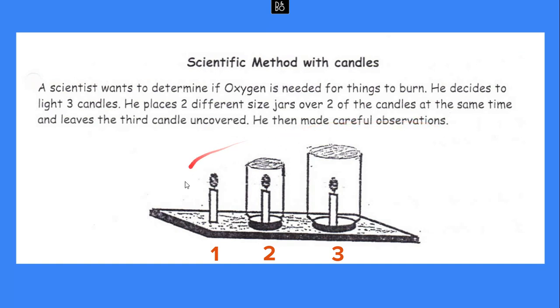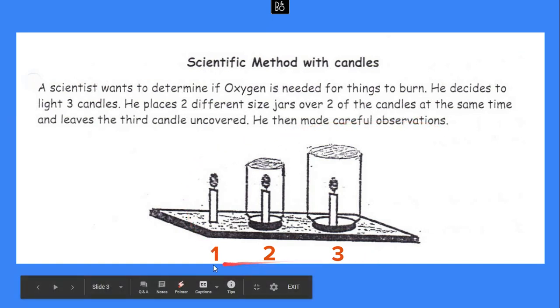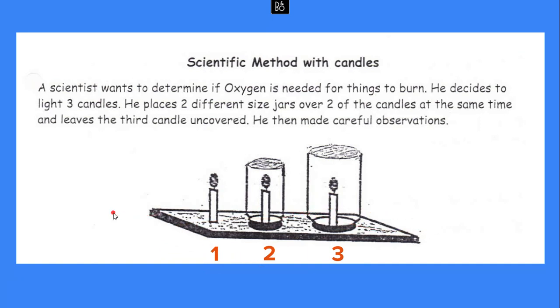On your lab sheet, you need to be sure that you write candle 1, candle 2, candle 3 on the 3 candles above like this. You can pause this video and take time to do that now.